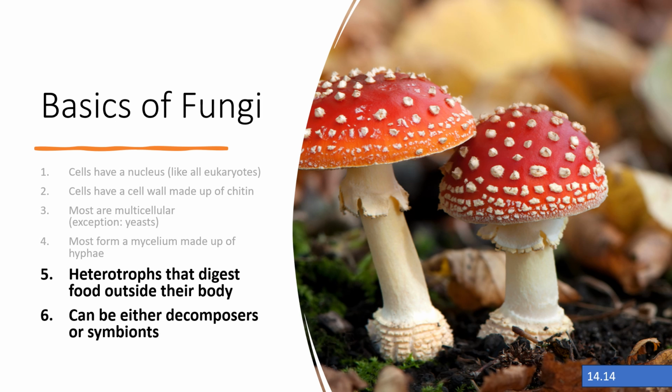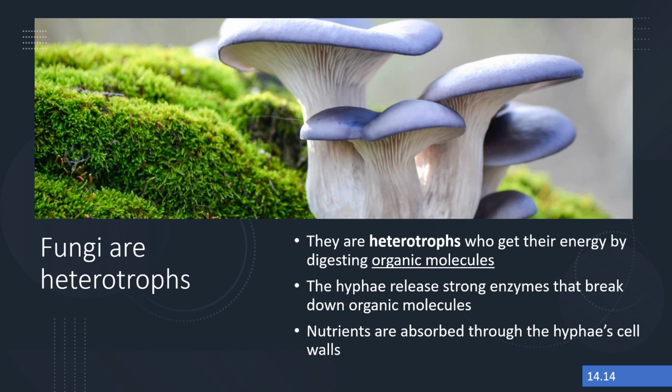So again, we mentioned that fungi are not photosynthetic like plants. Their cells don't have chloroplasts. Instead, they're heterotrophs like animals. Their food can come from a lot of different sources, depending on the species of fungus. Many are decomposers that break down dead organic material, but others form symbiotic relationships with other organisms to get their nutrients. So again, as heterotrophs, fungi get their energy by digesting organic molecules.